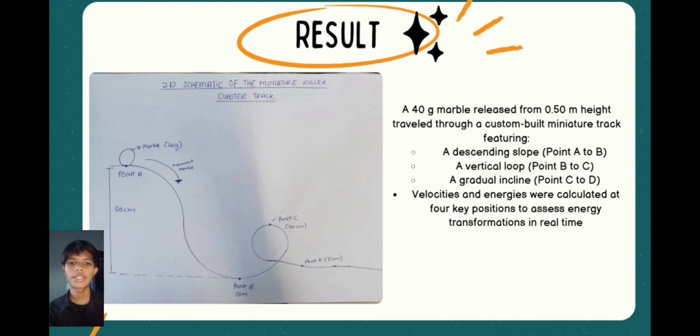So with this experiment, we calculated the velocity and energy at each point to see how the marble's energy changes. Basically, watching it shift from potential to kinetic and back again, and yeah, some energy got lost along the way, probably due to friction and air drag. But overall, the motion follows what we expect from the theory.